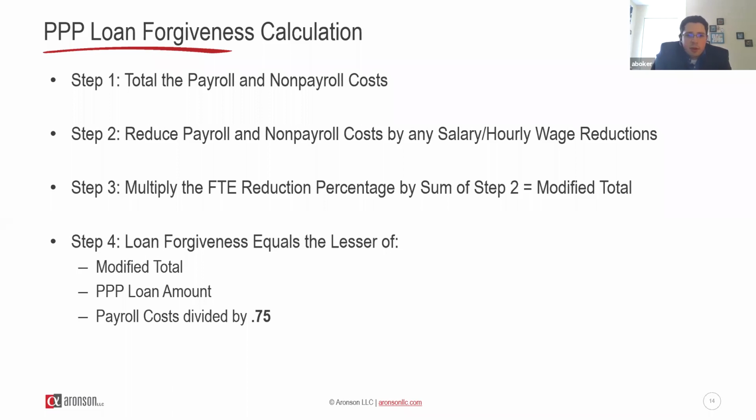So after you cut your payroll and non-payroll costs by the salary and wage reductions, step three is you multiply the step two amount by the FTE reduction percentage. In our previous example, we went from 100 FTEs to 80, so that's 80%. So you take step two, multiply it by 80%, and that gives you what's known as your modified total. Then in the last step, step four, your loan forgiveness is the lesser of three items: that modified total we calculated in step three, the actual PPP loan, or the payroll cost divided by 0.75.